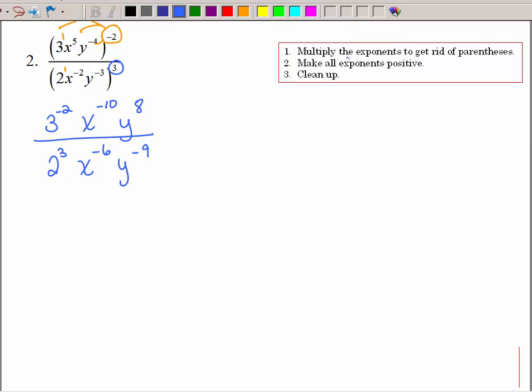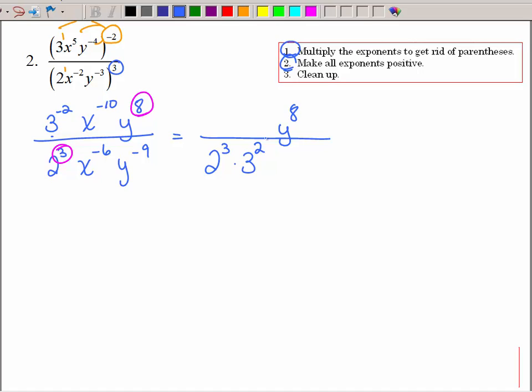So again, I'm just multiplying the exponents to get rid of the parentheses. The next thing I'm going to do is make all the exponents positive. So I have a fraction. Everything that's positive stays. So that one stays, everything else moves. So I'm going to leave that y to the 8th, and I'm leaving 2 to the third power. So 3 to the second power goes on the bottom.